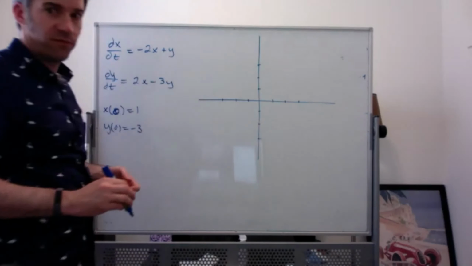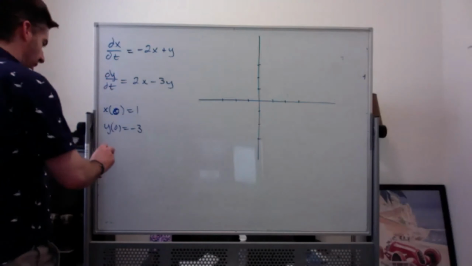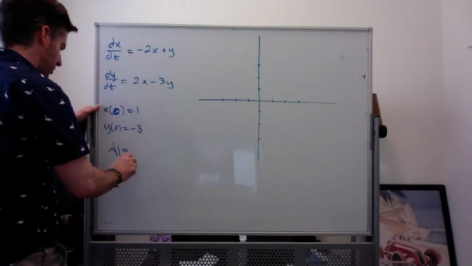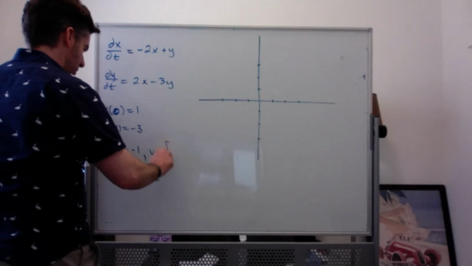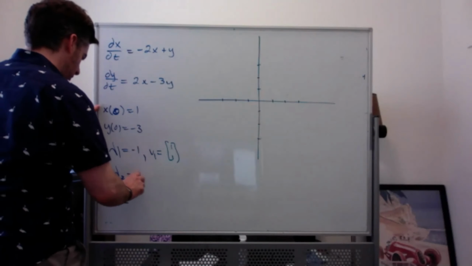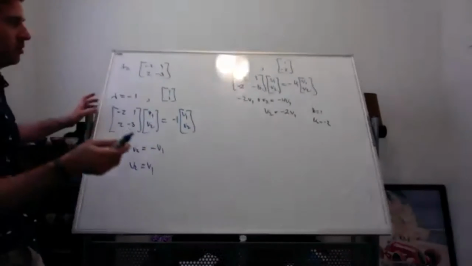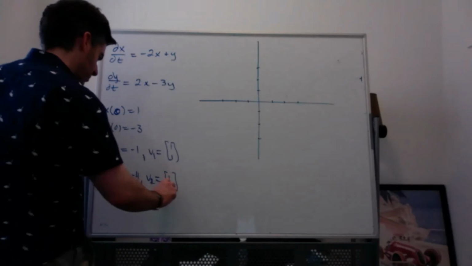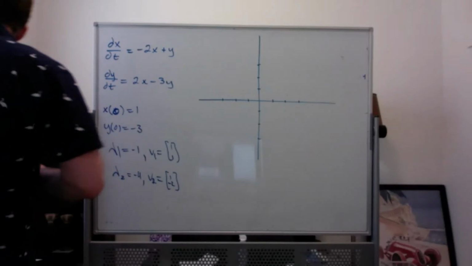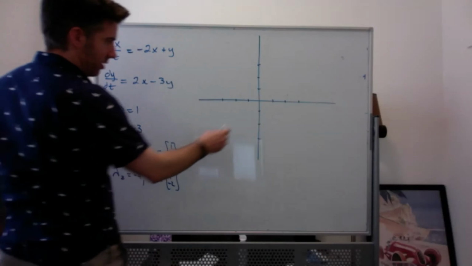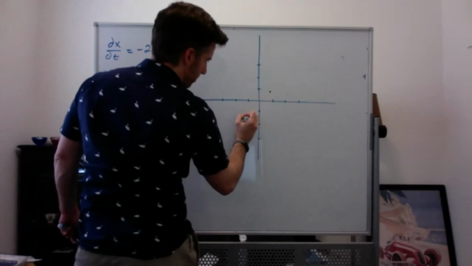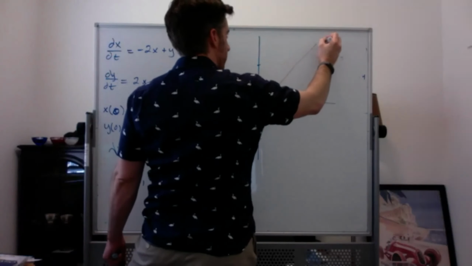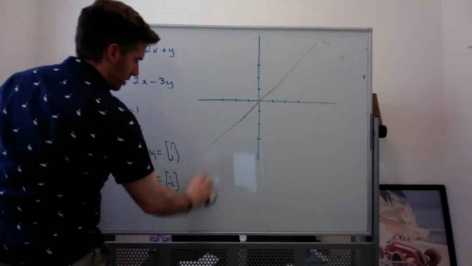Okay, so I'm going to graph 4 things to start. I'm going to graph the eigenvectors. So for lambda 1 equal to negative 1, we had v1 equal to 1, 1. And for lambda 2 equal to negative 4, we had v2 equal to 1, negative 2. And so I'm going to draw the eigenlines, the lines that the eigenvectors would go through. So if I go over 1, up 1, there's the eigenline for v1.